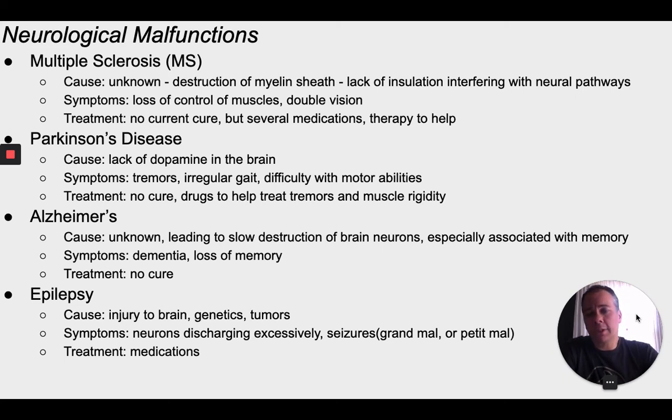And then finally, epilepsy is a disease in which neurons of the brain at some points discharge and fire excessively, so that it can lead to a loss of motor control. And epilepsy can be caused by injuries to the brain as well as genetics. Sometimes brain tumors can bring on episodes of epilepsy. And there are medications that can help to reduce the frequency of epileptic seizures.